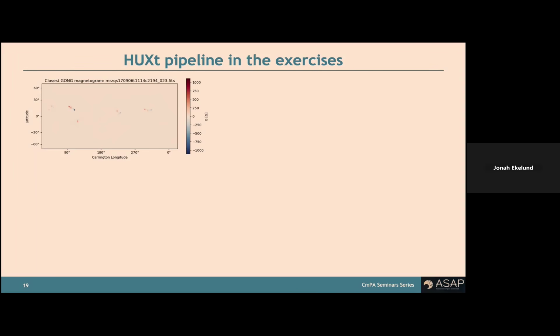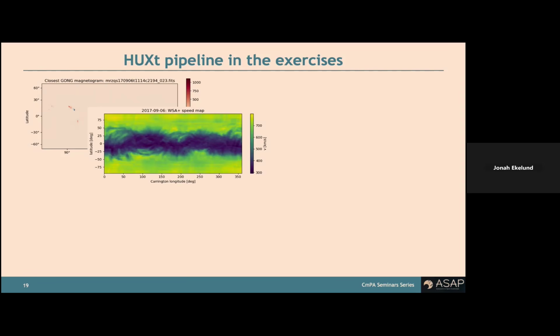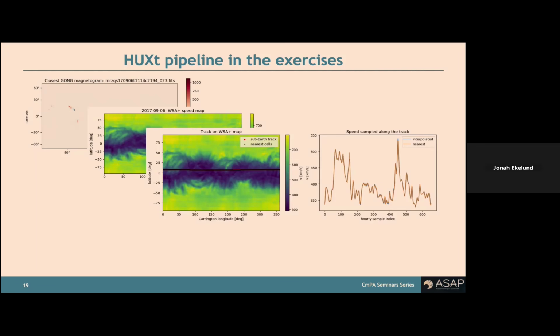So you have to download the appropriate magnetogram. Then you run this WSA Plus model, which I mentioned, which is trained as a surrogate model for WSA, which is also a semi-empirical model. But according to our colleague, it works better. So we don't care. It's just a little step in this pipeline.